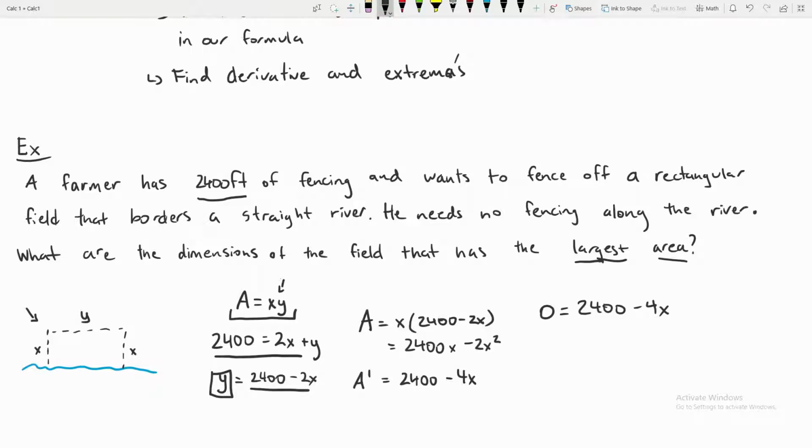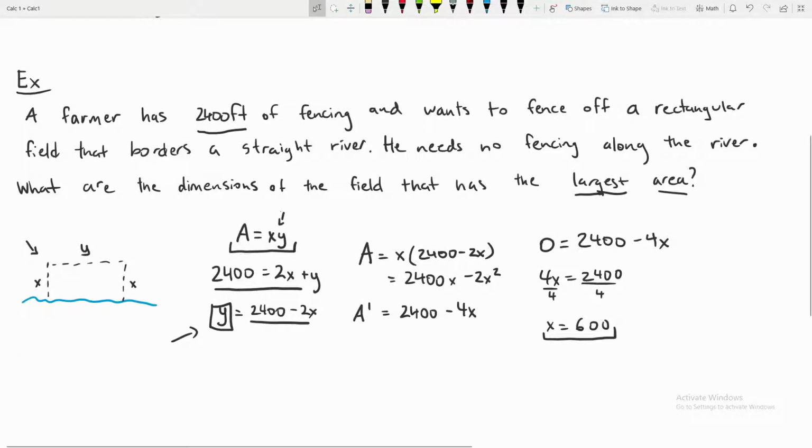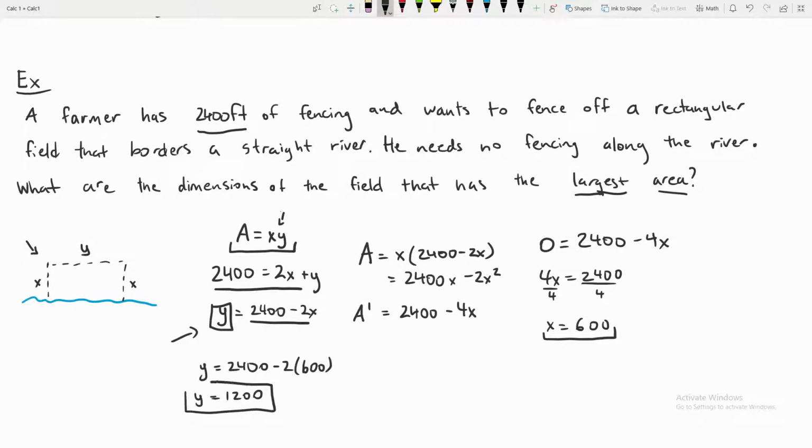Now I'm going to solve for x. So there we go. We have found our x value, and all that's left to do is to find the corresponding y value. The y value is expressed through this formula, so we can go ahead and plug in our x value and find our y value. So there we go. We have found both our x value and our y value.